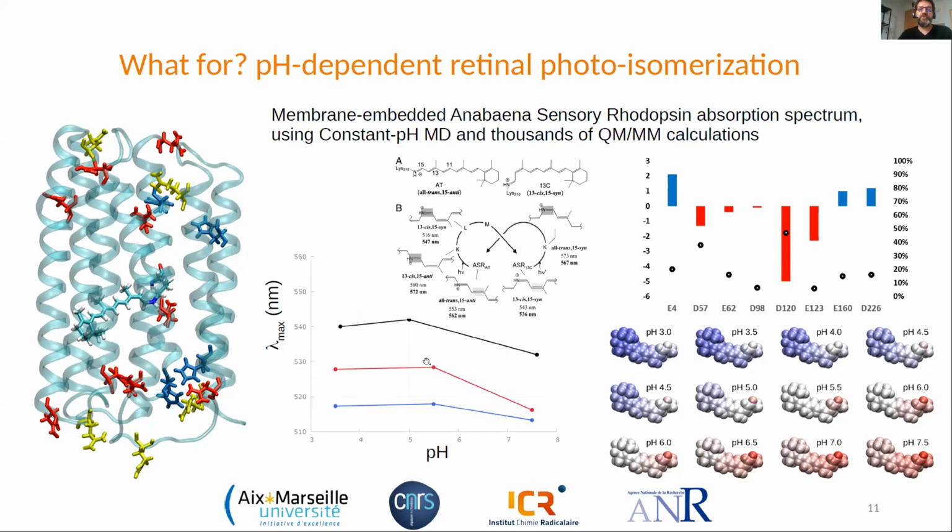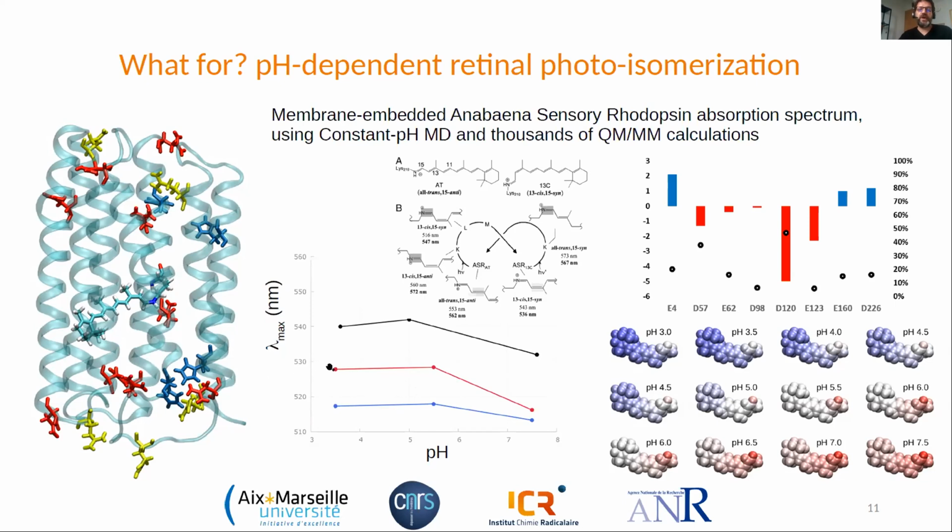The difference between the red line and the blue line is just about the embedding of the protein. In the red line, we have considered the membrane, whereas on the blue line, this is just the protein in water. And so you can see that actually the membrane matters in that respect, especially when you have to deal with these very small shifts in lambda max. And moreover, we were able to understand the origin of these shifts.